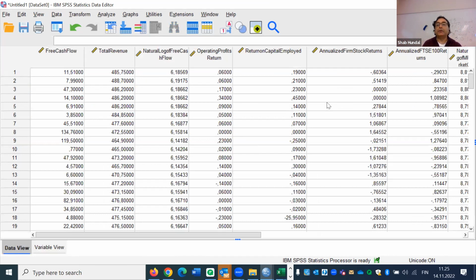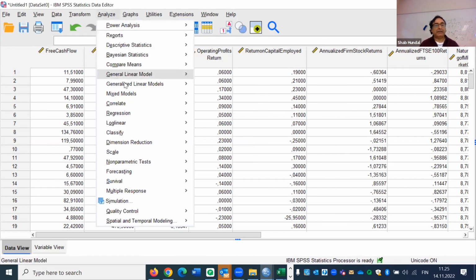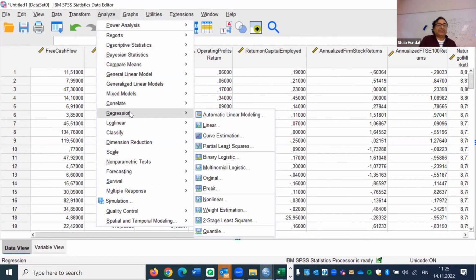And once again, we are in Analyze, but this time, can you see regression here? Can you see it? Analyze, regression, and linear regression. Next week, when we meet, we will also do non-linear regression, something which is not linear, but this is a basic regression.